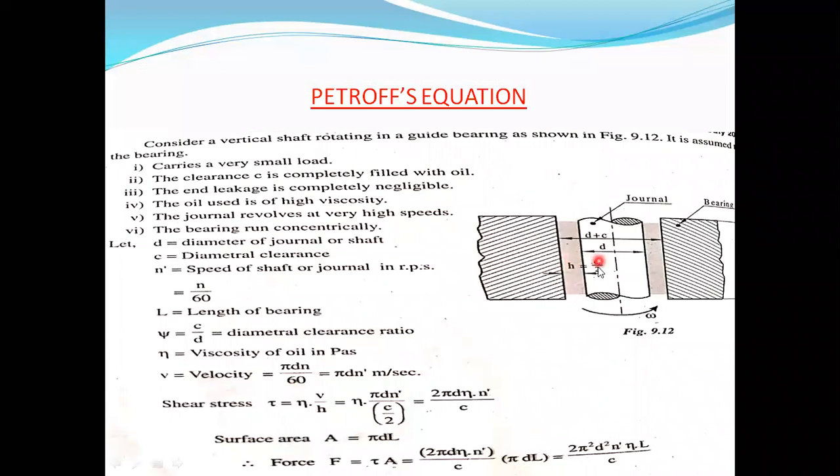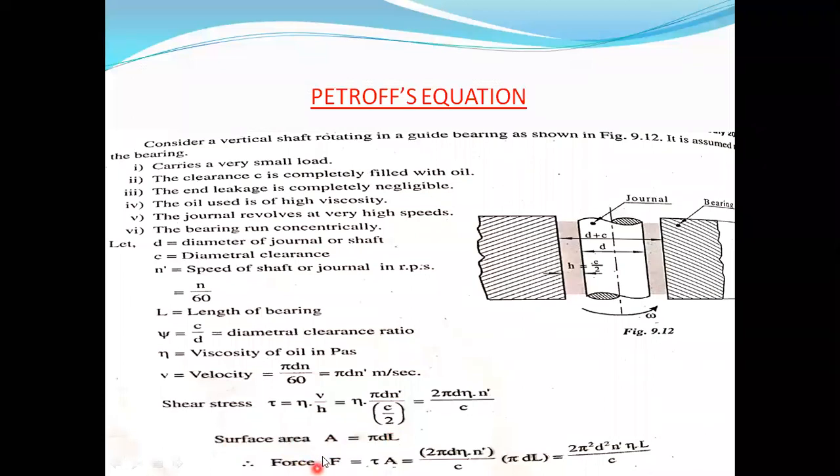Half of that one is c divided by 2, that is nothing but h. If you simplify, you will get 2 pi d eta n dash divided by c. So this is nothing but the shear stress acting on the bearings. Now we have considered this surface area, where area is equal to pi into d into L. So we are considering only the surface area.